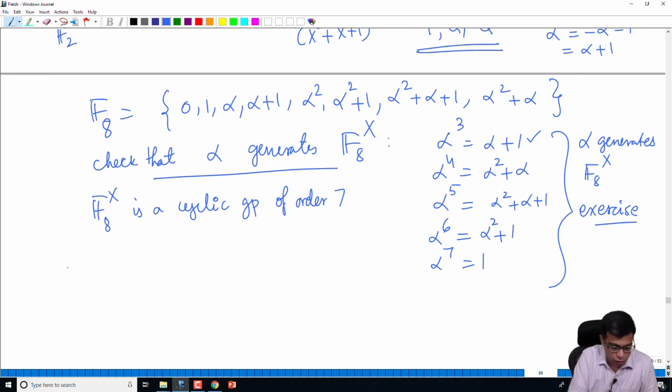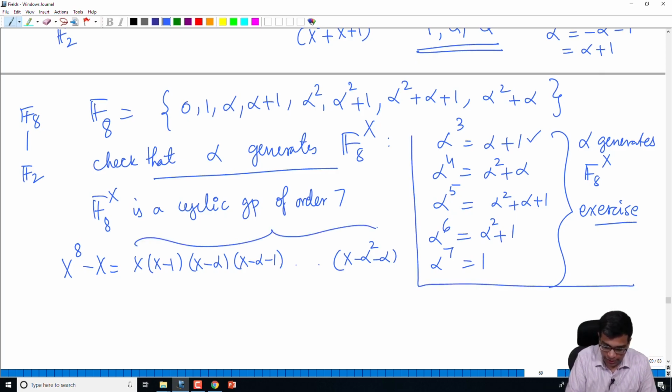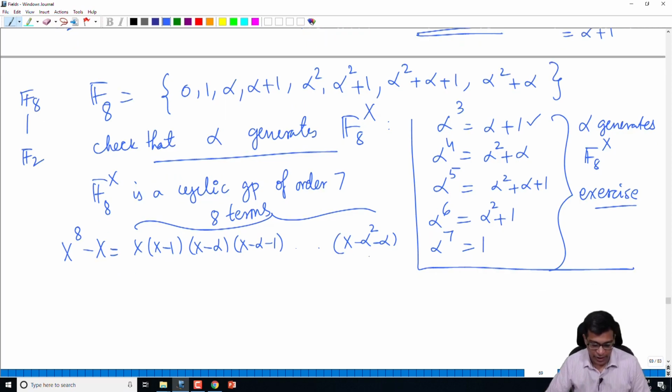Okay, so this also tells us that x power 8 minus x splits completely in F8. It's x into x minus 1 into x minus alpha into x minus alpha minus 1 and so on. So the last will be x minus alpha squared minus alpha. Right? So there will be these 8 terms, one corresponding to each of these elements, x minus 0, x minus 1, x minus alpha minus 1, x minus alpha squared and so on, all the way up to this. This is a factorization.